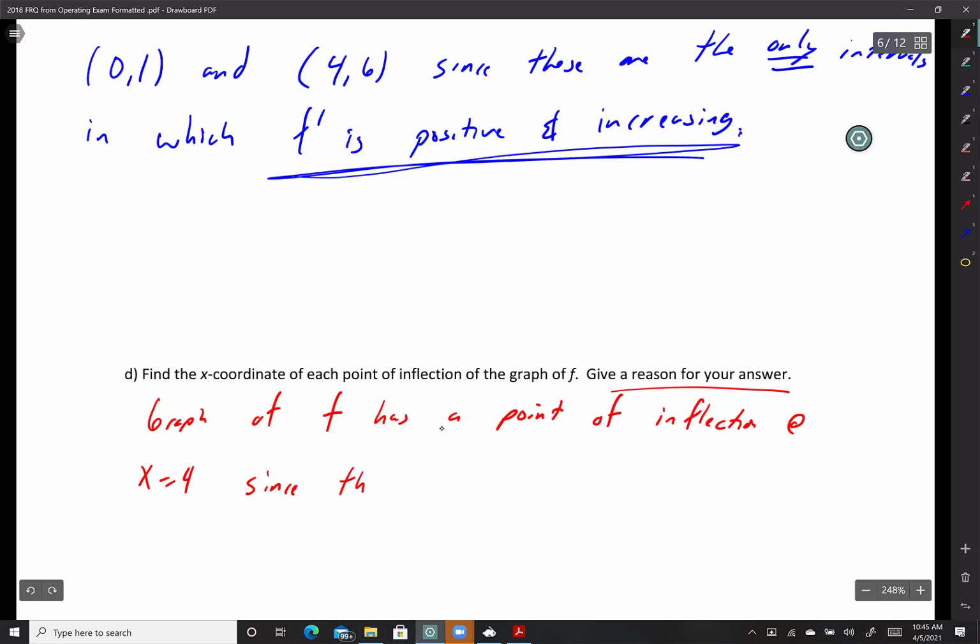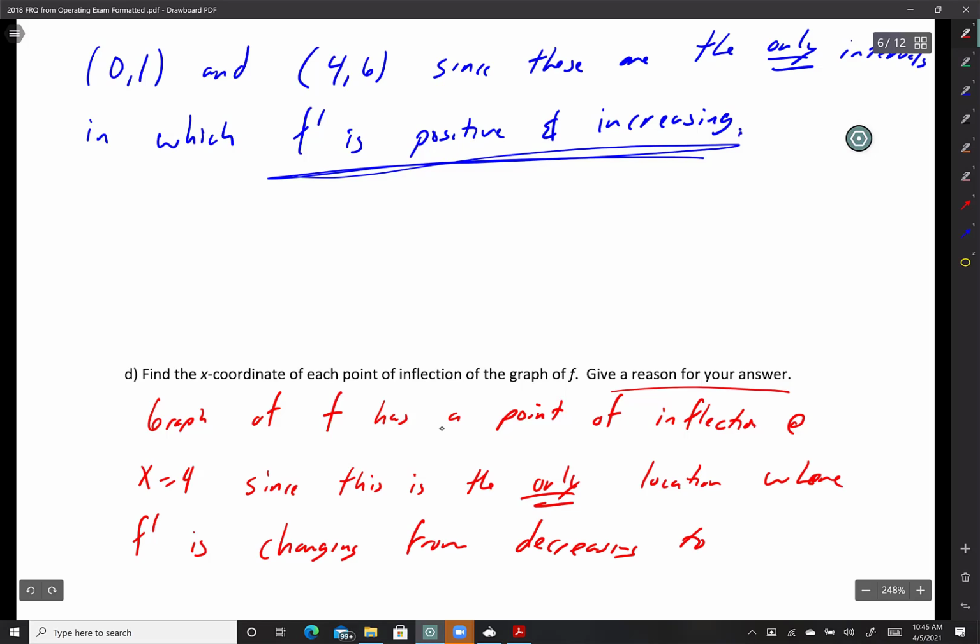since this is the only location where f prime is changing from decreasing to increasing at x equals 4. You can probably also say f prime prime changes from negative to positive, but I think this is the best answer. All right, let's look at our rubric and see how we did.